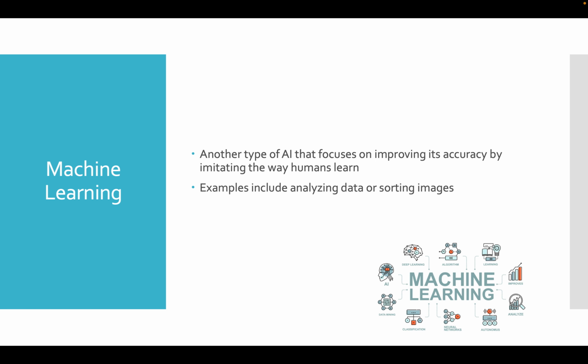Next, I'll talk about machine learning. This is another type of AI that focuses on improving its accuracy by imitating the way that humans learn. Examples include analyzing data or sorting images. And this infographic shows all the ways that machine learning is implemented and intertwined with other areas of AI and all its various applications.